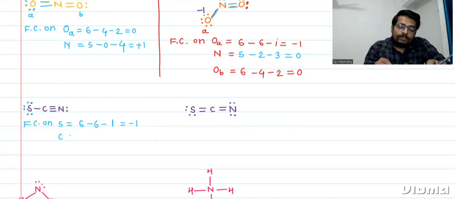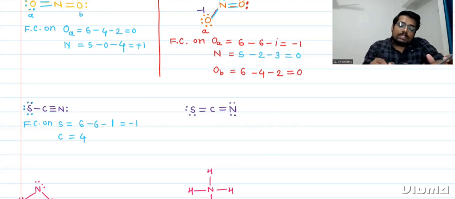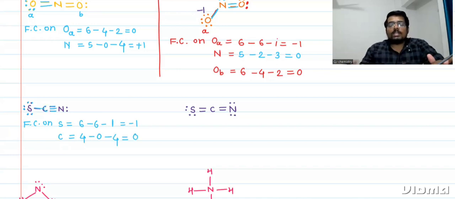Find the formal charge on carbon. We know that carbon has 4 electrons in the valence shell. So 4 minus how many dots are there on carbon? 0. Minus how many bonds are associated with carbon in total? A total of 4 bonds are associated with the central carbon, minus 4. So the formal charge on carbon is equal to 0. Then the formal charge on nitrogen. The number of valence electrons in nitrogen is equal to 5, minus how many dots are there? 2 dots, minus how many bonds?